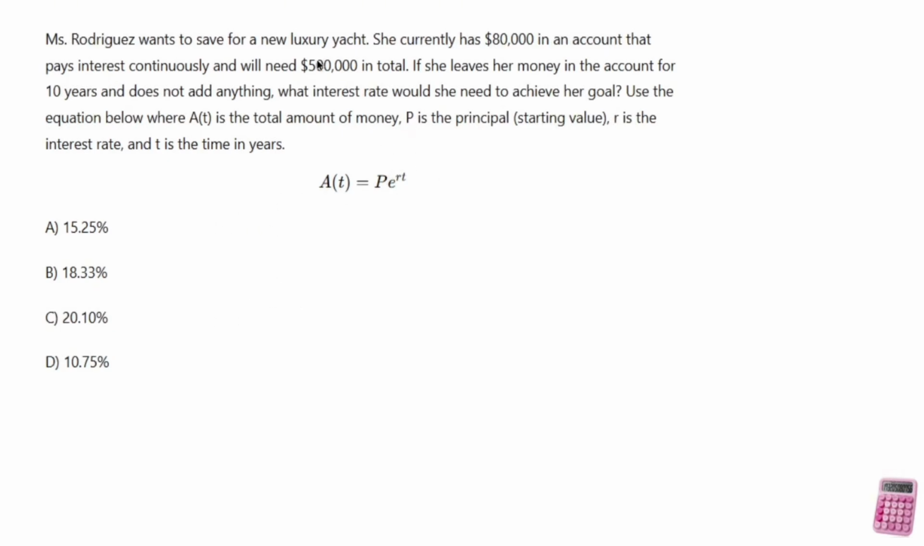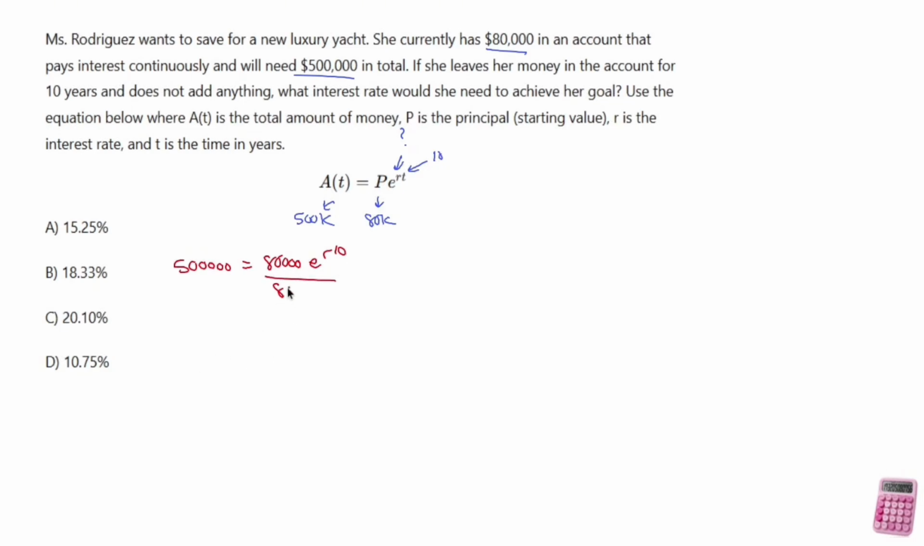All right, what do we know? Well, this is what we start out with. So that's going to be my P. Okay, 80 grand. A is going to be what we're saving up for, so $500,000. T is 10 years. R is what we don't know. And E is the letter E, the number E, technically. So we have 500,000, right? Equals 80,000 E to the R times 10.